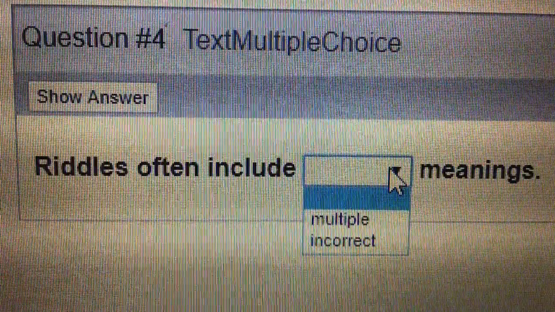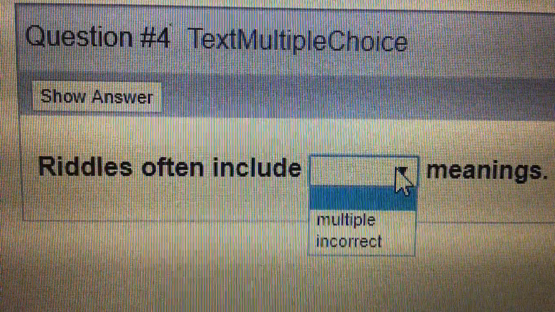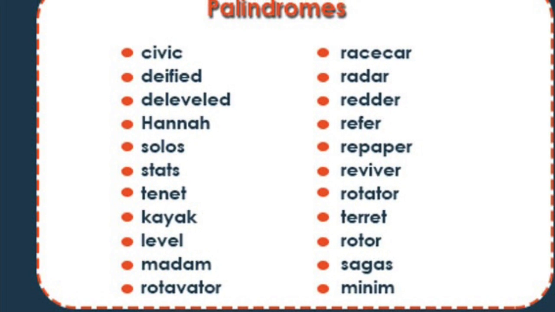Question 4. Riddles often include words with blank meanings: multiple or incorrect?